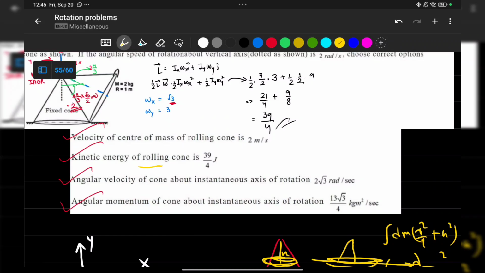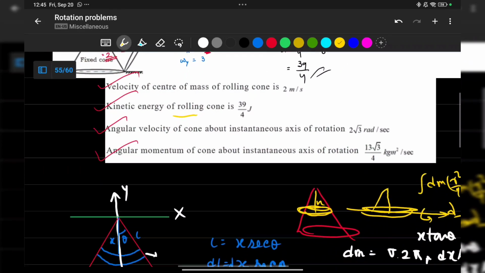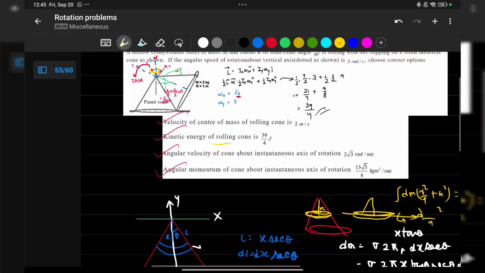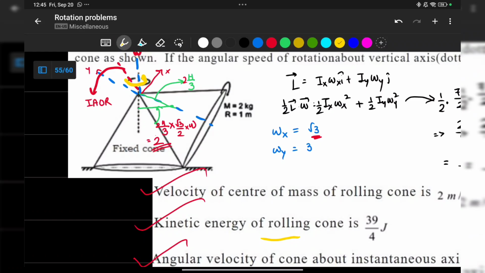And now the velocity of the center of mass. This is a good question. I think you know where the center of mass of a hollow cone is located, right? It's located at h by 3 from the base, so 2h by 3 from the vertex. Now it's 2h by 3, and if this is 30 degrees, this is 30 degrees, this is 60 degrees, right? Then 2h by 3 into root 3 by 2 into omega equal to 2. So the velocity of the center of mass is 2.